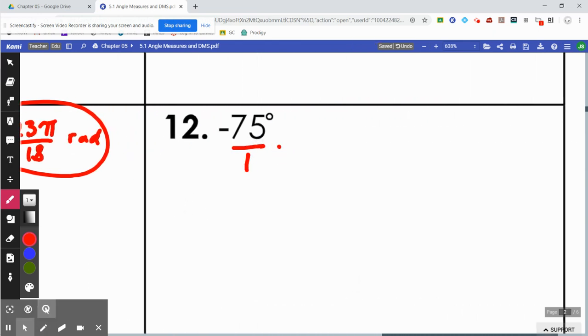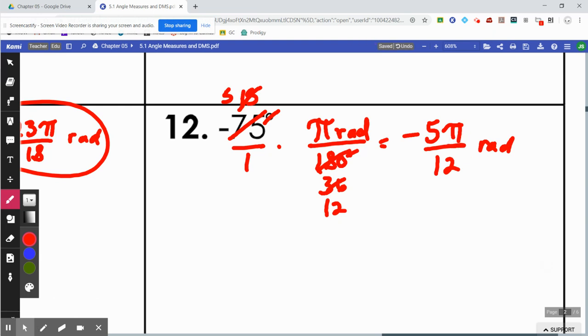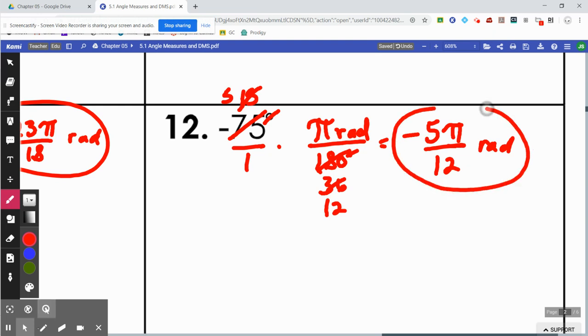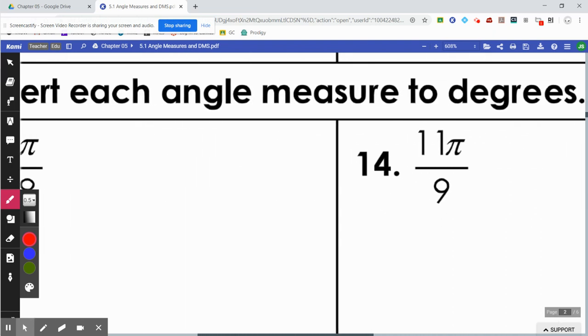Negative 75 degrees, multiply it by pi radians over 180 degrees. The degree measures cancel each other out. The top and bottom are both divisible by 5. That leaves you with a 15 and a 36. We can then divide it by 3. That's a 5 and a 12. So you have a negative 5 pi on top, a 12 on bottom, and that is now in radians. Again, you can always divide 180 divided by 12 and multiply by 5. 15 times 5 does give you negative 75. Done.